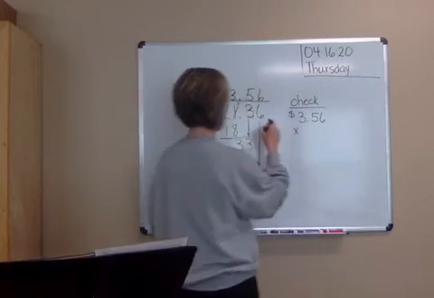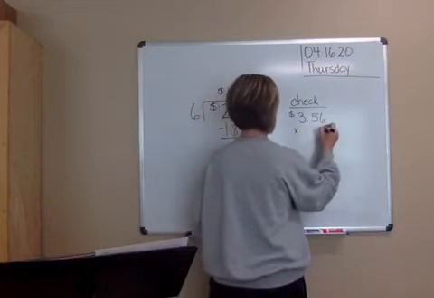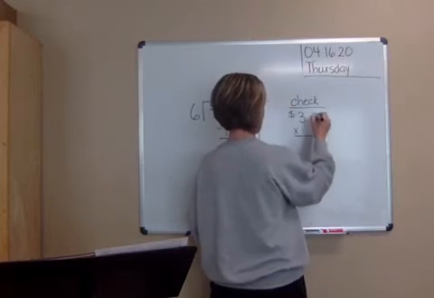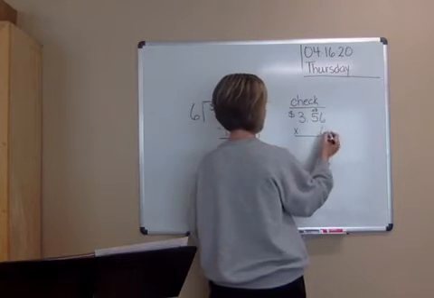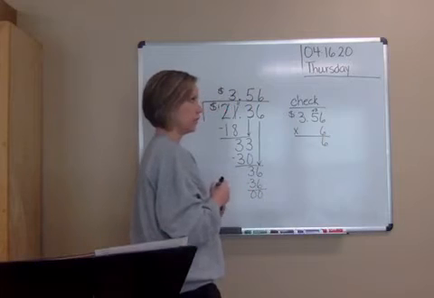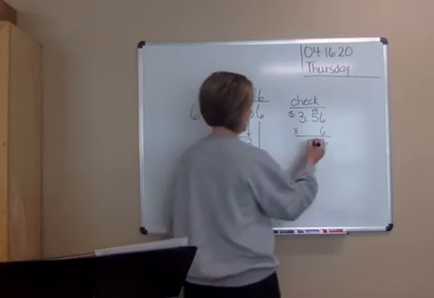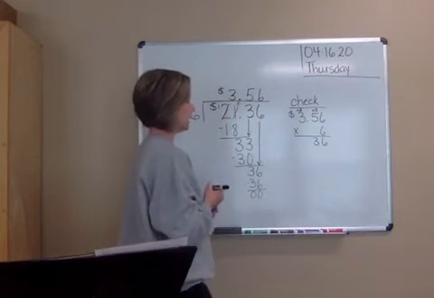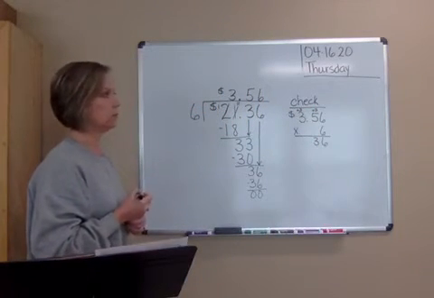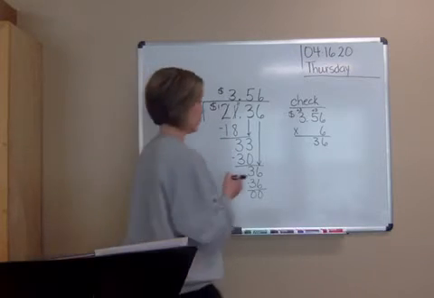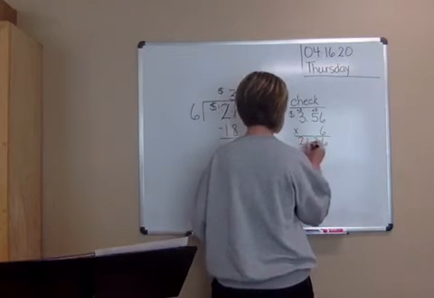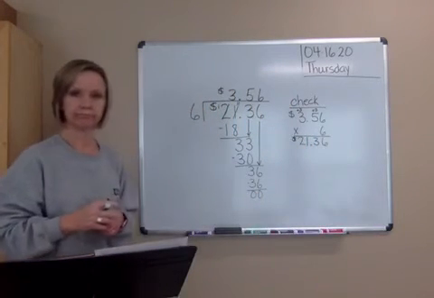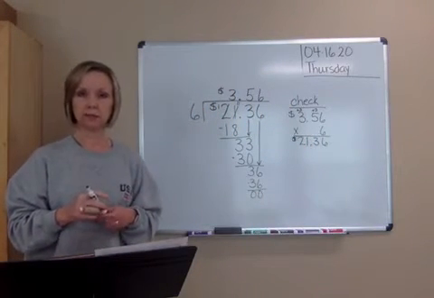$3.56 times 6. 6 times 6 is 36. 6 goes down plus 3 goes up. 6 times 5 is 30 plus 3. 3 goes down plus 3 goes up. 6 times 3 is 18 plus 3 is 21. Decimal point and dollar sign. And it checks. Easy? Yeah.